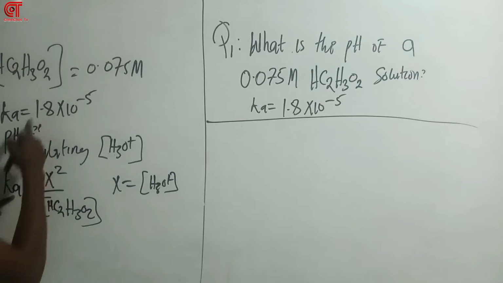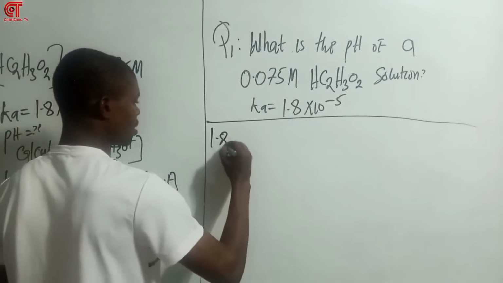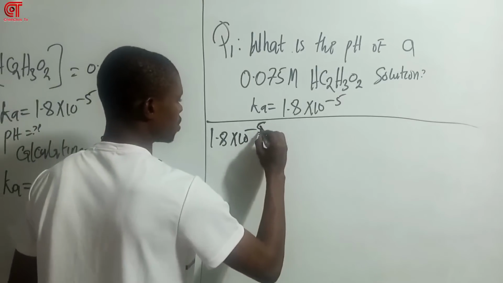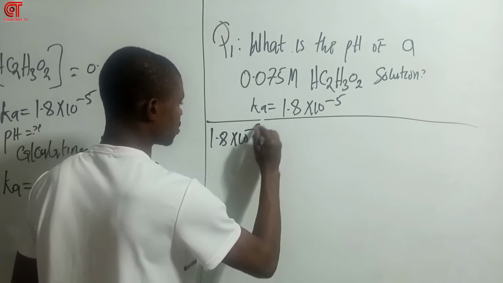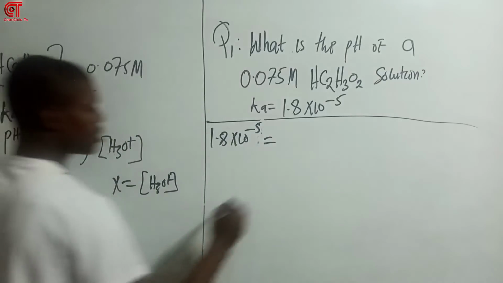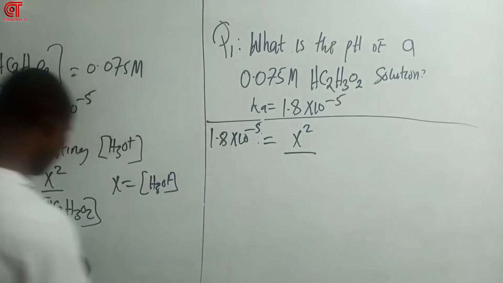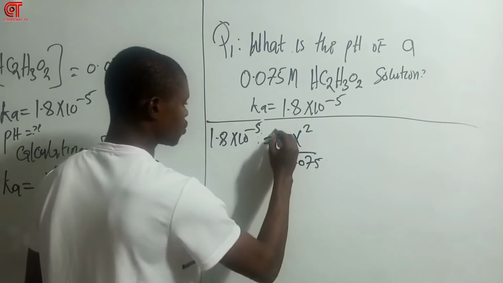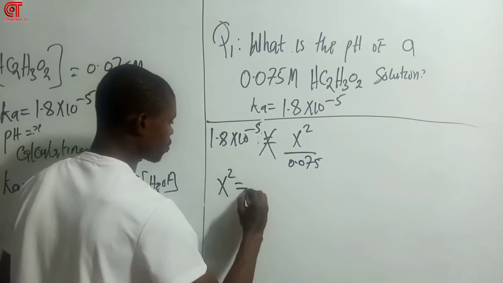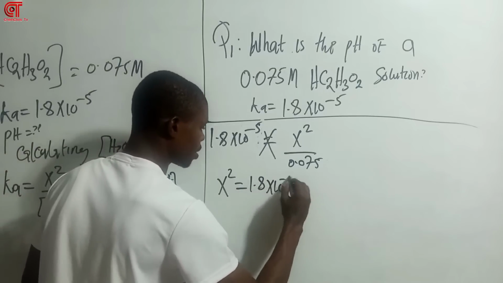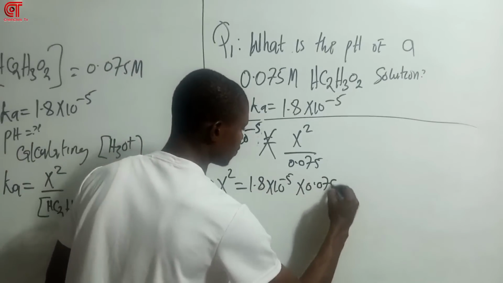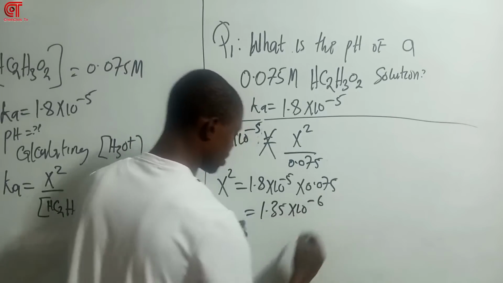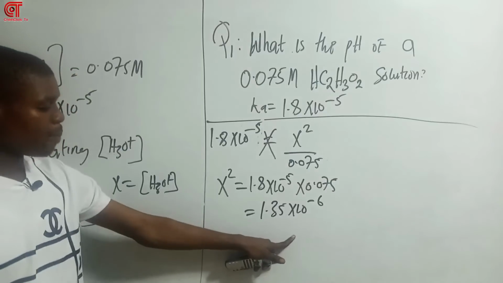So my Ka is 1.8 exponential minus 5 equals my X squared over this one given to me, which is 0.075. So cross multiply: X squared equals 1.8 exponential minus 5 times 0.075, which is 1.35 exponential minus 6.